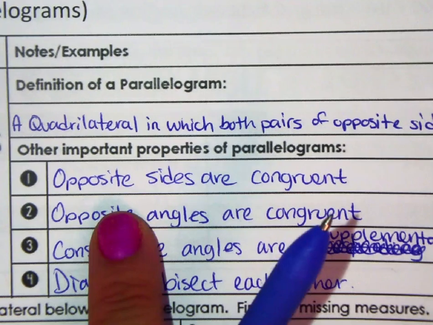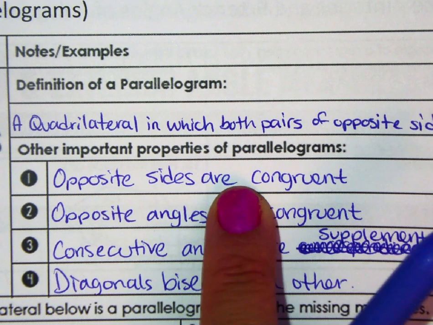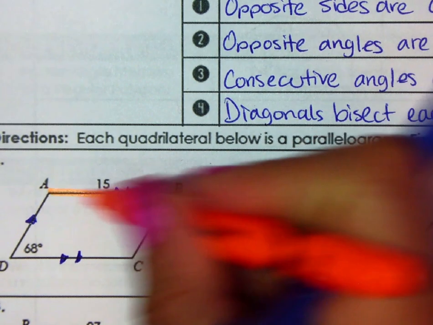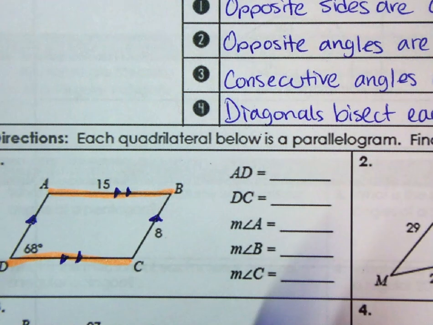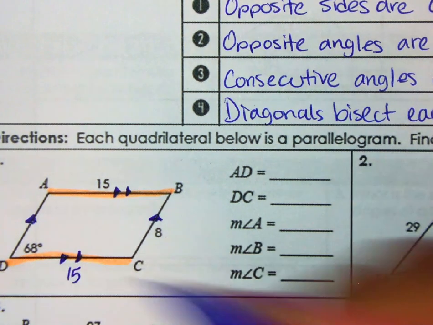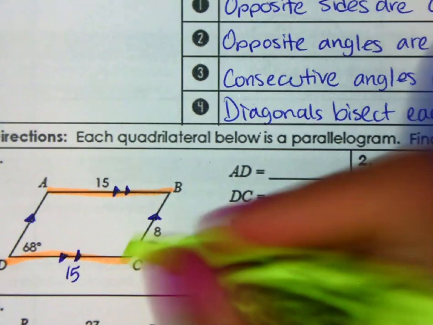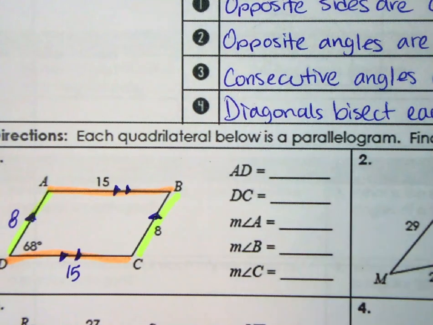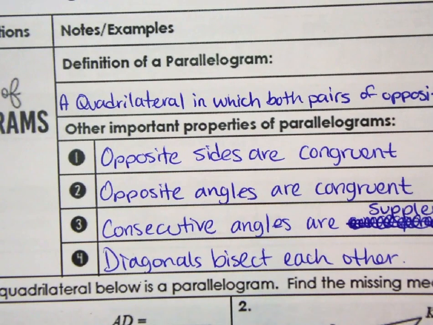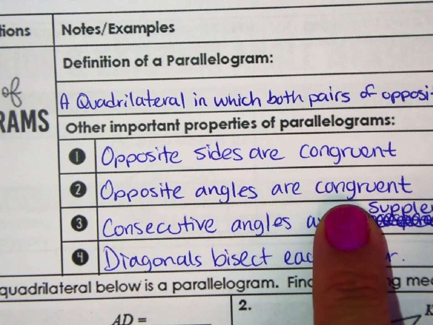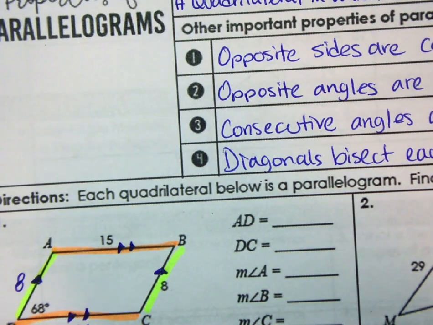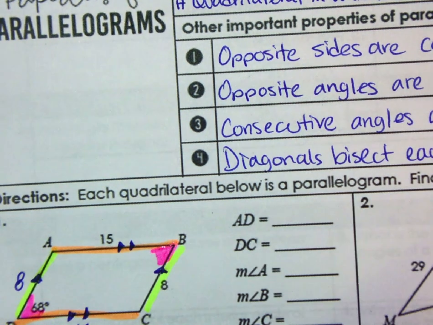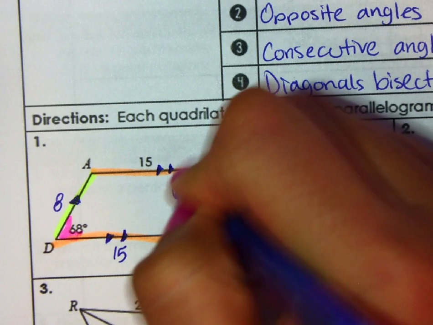The relationships that happen with that are, one, opposite sides are congruent. So if you look right here, 15 is labeled for this side, so that means the opposite side will also be 15. Then you have 8 labeled for this side, and that means the opposite side is also 8. So that's what that first statement is saying, that opposite sides are congruent. And opposite angles are congruent as well. Right here you have the angle 68, and the opposite angle to that is this one, so that will also be 68 degrees.